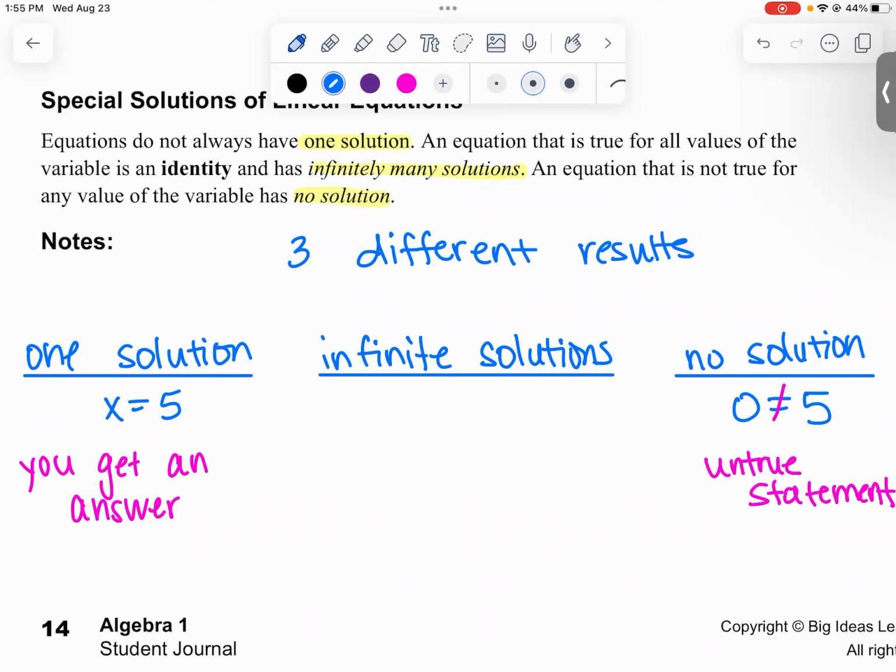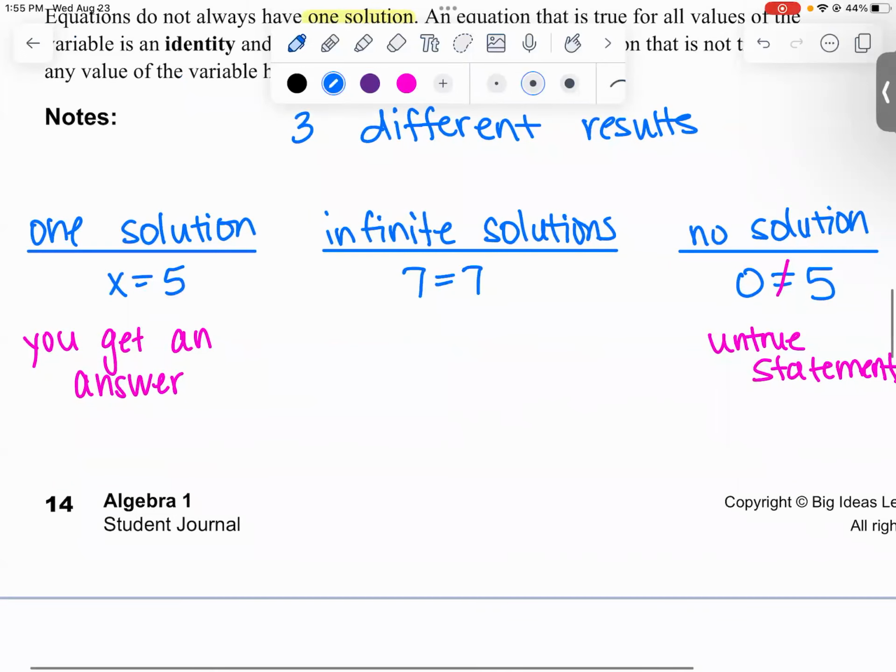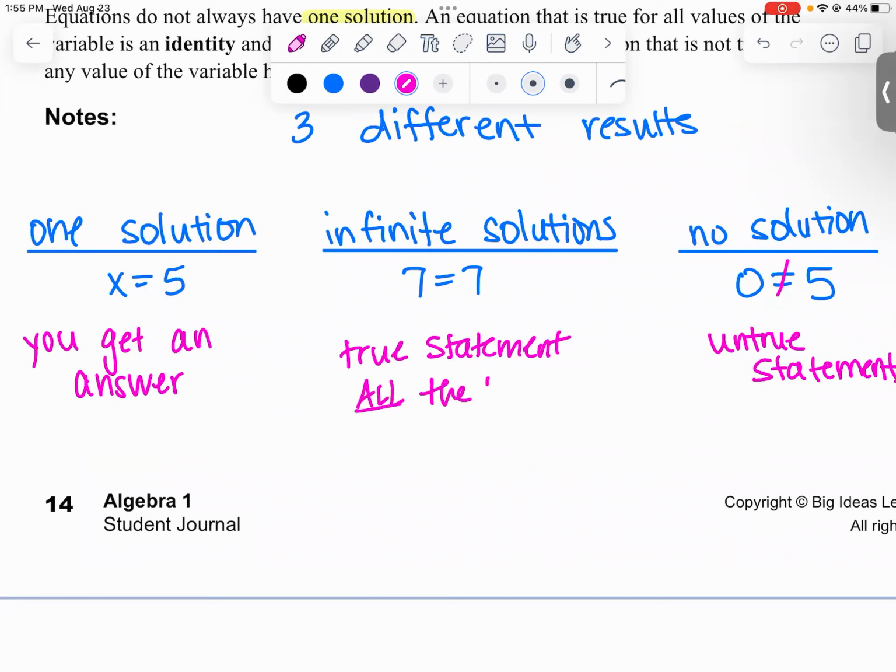But if you get something like this, how many times does 7 equal 7? Multiple. Like all the time? Yeah. So if we get a statement that is true all the time, we have infinitely many solutions.